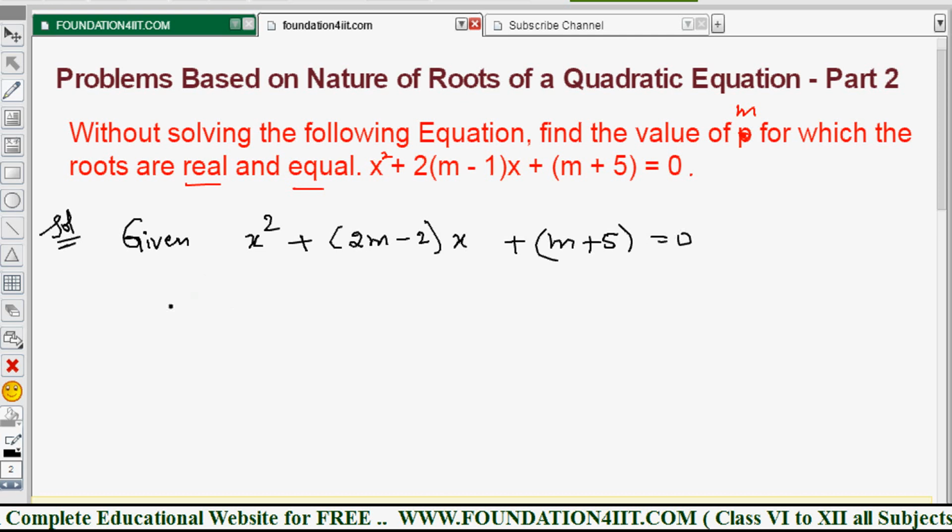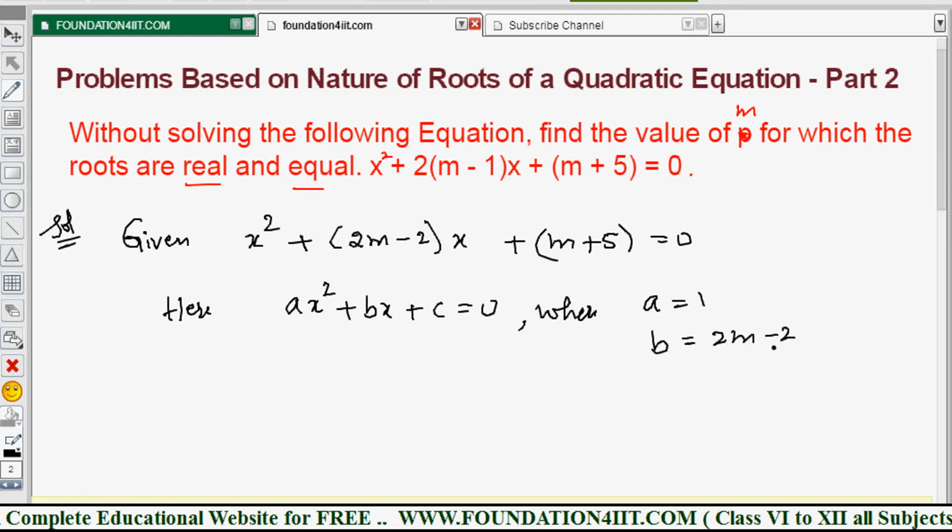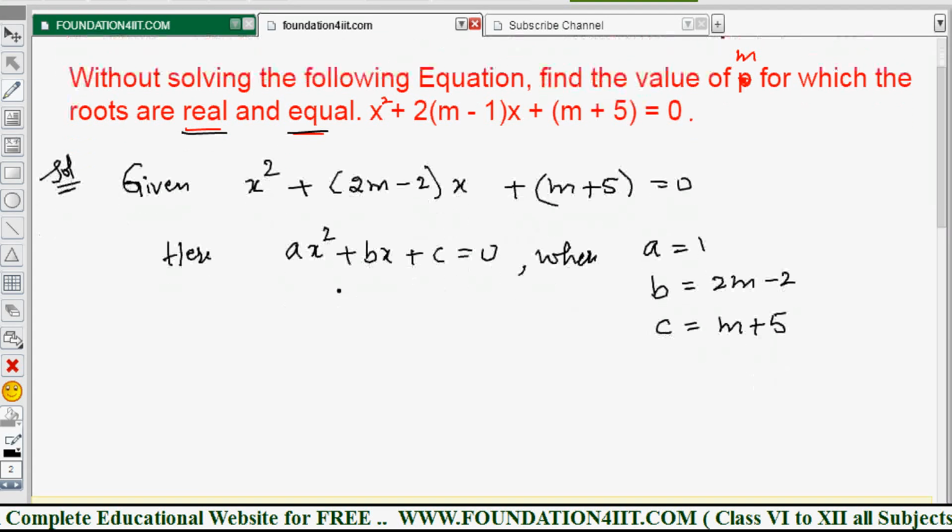So according to the general form, ax² + bx + c = 0, where this is the general form of the quadratic equation, you can find that a = 1, b = 2m − 2, and c = m + 5. And because the roots are real and equal, so they mentioned equal also, the discriminant is equal to 0, right?